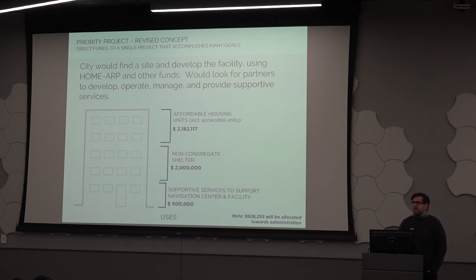One caveat is that what's written in the plan right now is that if this does not come to fruition in a year, a new RFP or NOFO, Notice of Funding Availability Opportunity, would be issued, and applicants can apply for any of these programs in a single project. So you could apply for non-congregate shelter or supportive services or affordable housing units. It won't be required to be one facility.